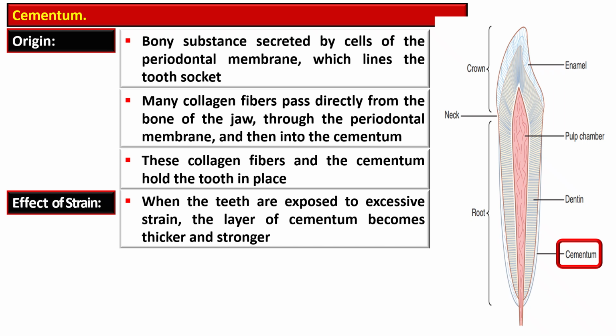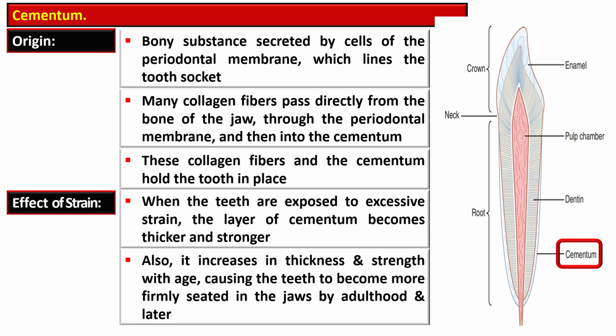When teeth are subjected to excessive strain such as heavy chewing or grinding, the cementum layer can become thicker and stronger to reinforce the stability. With aging, cementum naturally increases in both thickness and strength, making teeth more firmly fixed in their sockets during adulthood and later life.